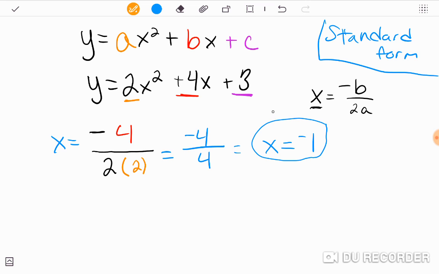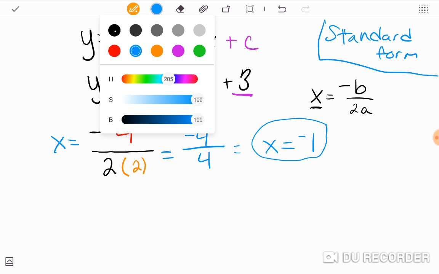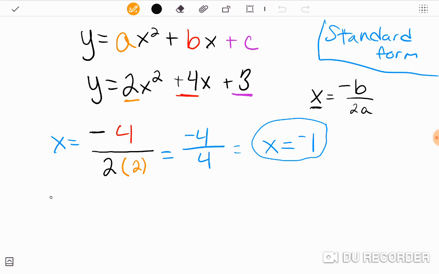The way to find the y value is to look at the equation. y equals all this stuff. Well, we now have an x value. So what I can do now is say, all right, y equals 2 times, what's my x? Well, now I know my x is negative 1.